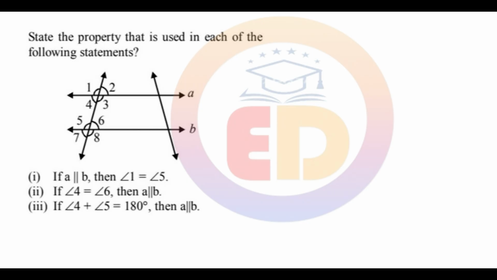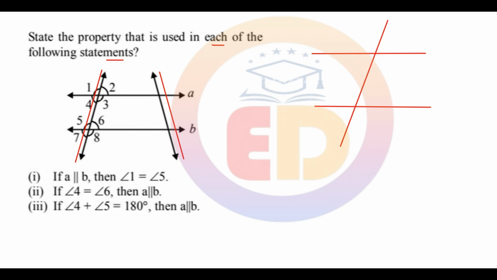State the property that is used in each of the following statements. So there are three statements given and then there is a diagram attached and we have to identify what property these three statements are referring to. For understanding this question better, I'll take this diagram separately. We will not take the right side line. This line we will not take because all the angles are made on this. So let us draw this here.